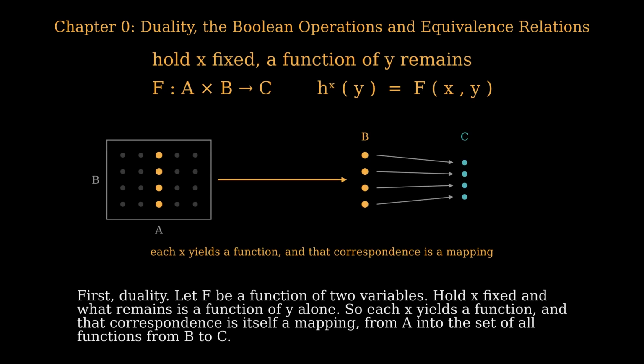First, duality. Let f be a function of two variables. Hold x fixed, and what remains is a function of y alone. So each x yields a function, and that correspondence is itself a mapping from A into the set of all functions from B to C.